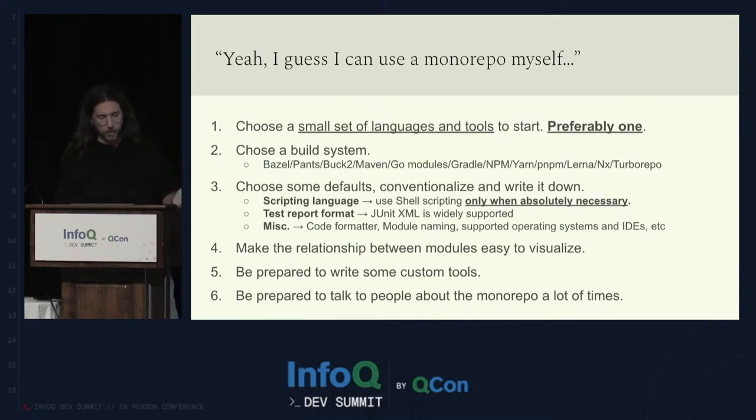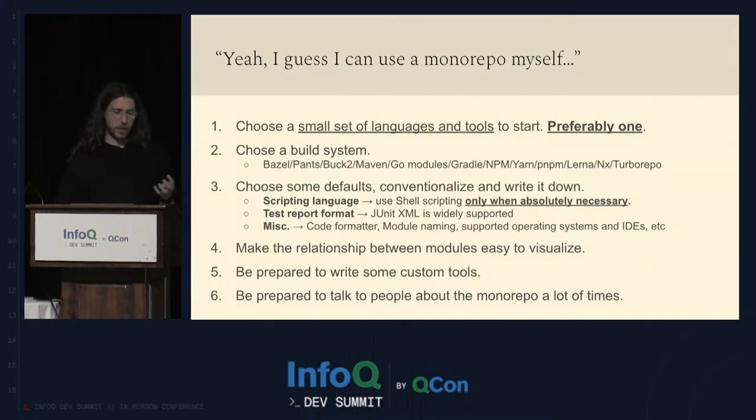Then the third bullet point there is choose some defaults, right? Conventionalize from the beginning. Like, this is the way we do it. It doesn't matter if it's good or bad, or you don't know, right? You're just starting. So the important thing is that everyone is doing the same, and everyone is exposed to the exact same environment, so they can feel the same struggles if they happen. Chances are there will be some, right?